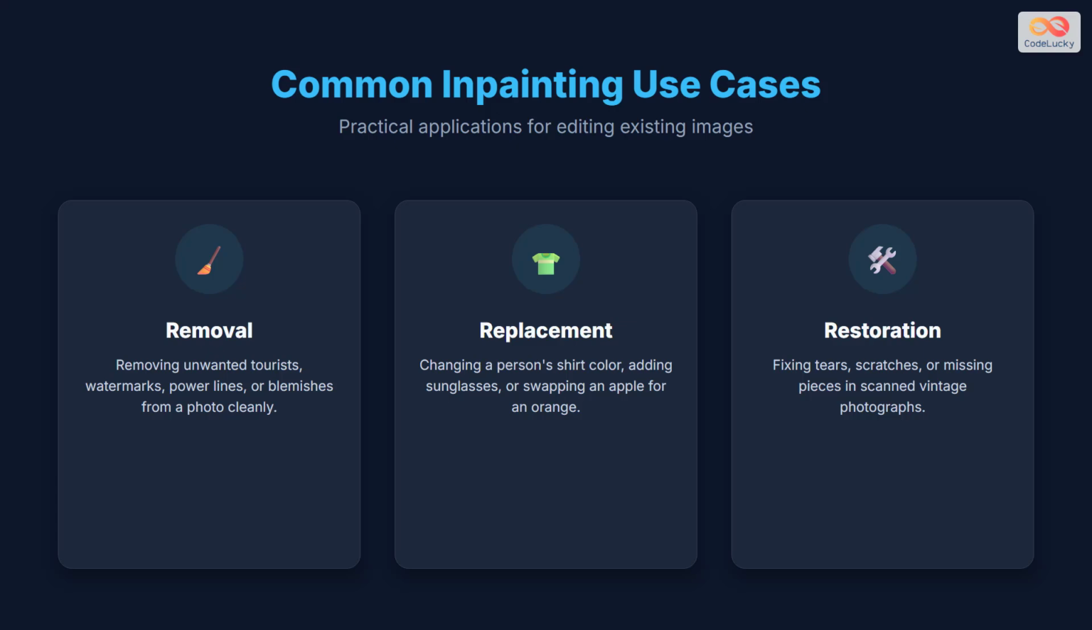Inpainting is incredibly useful for everyday tasks. The most common use is removal, like taking a stranger out of your vacation photo. It's also used for replacement, such as changing the color of a shirt, and restoration, which can miraculously repair cracks and tears in old vintage photographs.